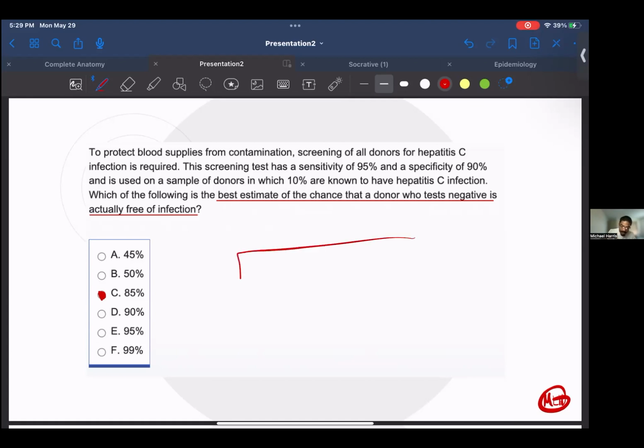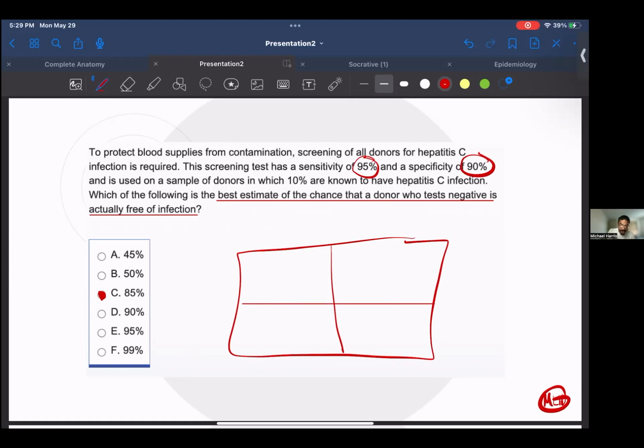Okay, so with that being said, you look at the question to figure out what the actual findings are. So sensitivity is 95%. Specificity is 90%, and it is used in a sample of donors in which 10% are known to have hepatitis C. So here's our screening positive and negative from a test. Here's our positive and negative from the actual diagnosis. Since they don't give me actual numbers, I always assume that this is 100. 100 people are in this study. That means 10 people show up as being positive. Okay? You could do 1,000 if you wanted to.